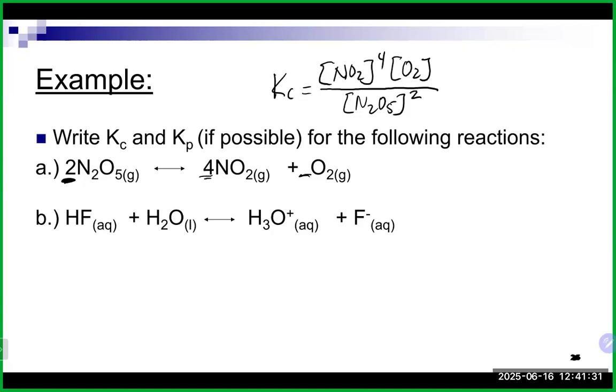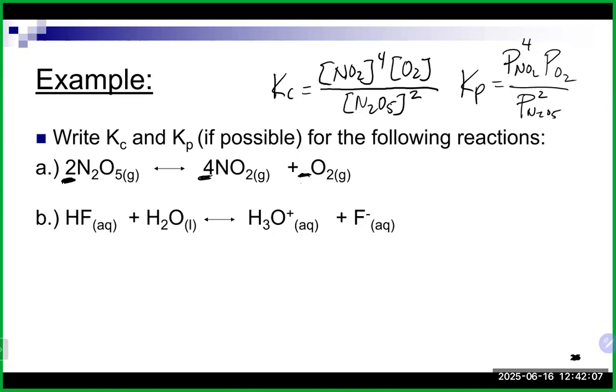Can I write a KP for this one? I can. There's definitely gases all over the place. We would write our KP the exact same way, except instead of using concentration, we would use the partial pressure of our products, which is NO2. We still need to take it to the fourth power because of the coefficient. That would be times the partial pressure of O2 to the first power, divided by the partial pressure of N2O5, and again square it because of the coefficient.